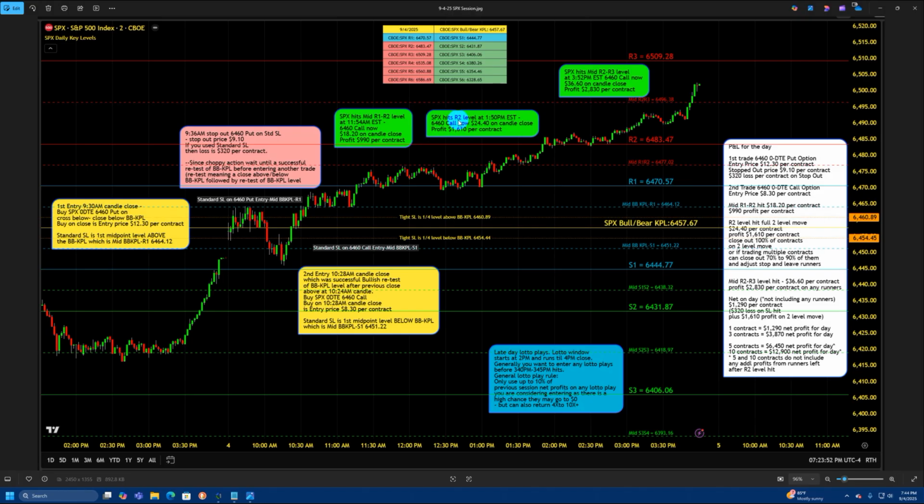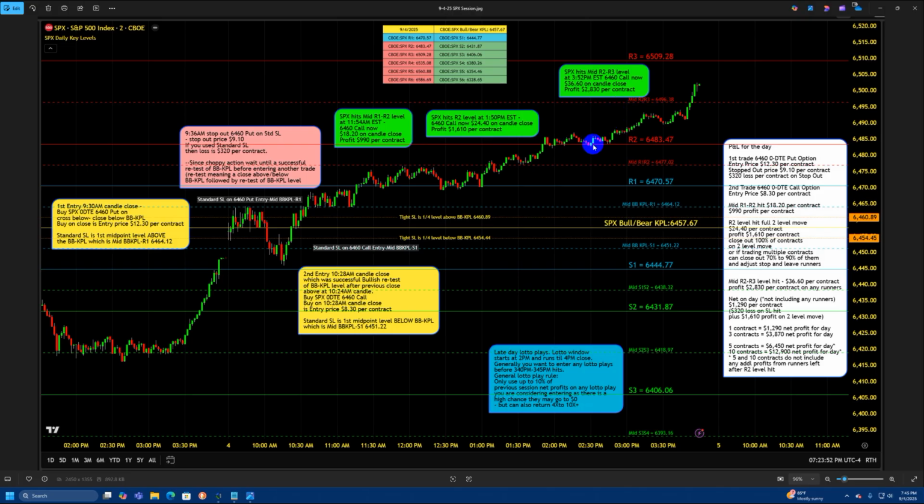Okay, so at this point, when it hits the R2 level at 150, that 64.60 call is now 24.40 on the candle close, and the profit is $1,610 per contract. That's the difference between 24.40 and your entry of 8.30.